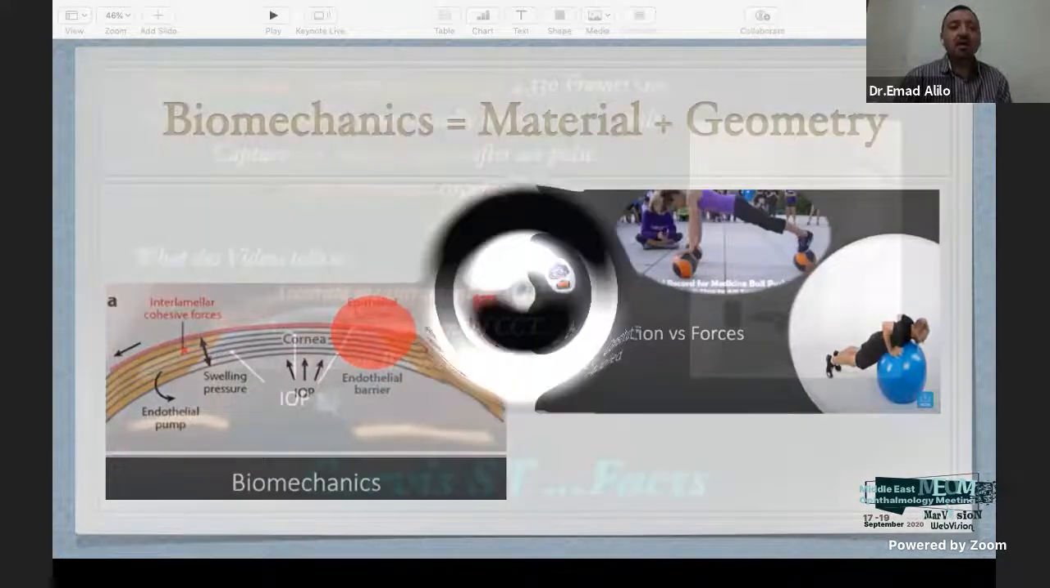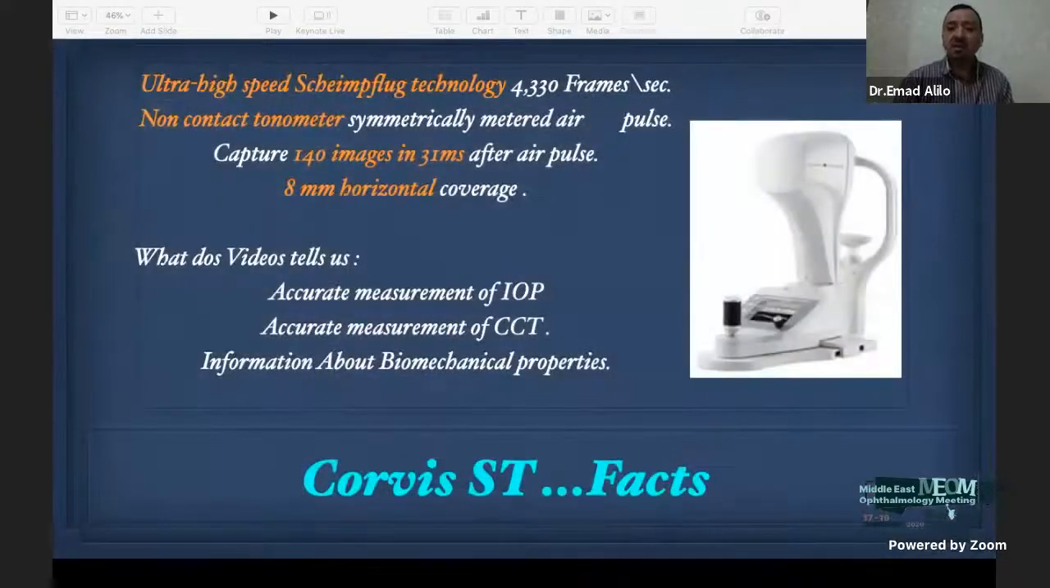That's why they developed the Corvis ST. Corvis ST is an ultra high-speed Scheimpflug technology, making 4,330 frames per second. It depends on a non-contact tonometer with a symmetrically metered air pulse, and captures around 140 images in 31 milliseconds after the air pulse, with 8 millimeters of horizontal coverage. This amazing tool can give us valuable information, whether it is corrected IOP, accurate measurement of CCT, and most importantly, information about biomechanical properties.